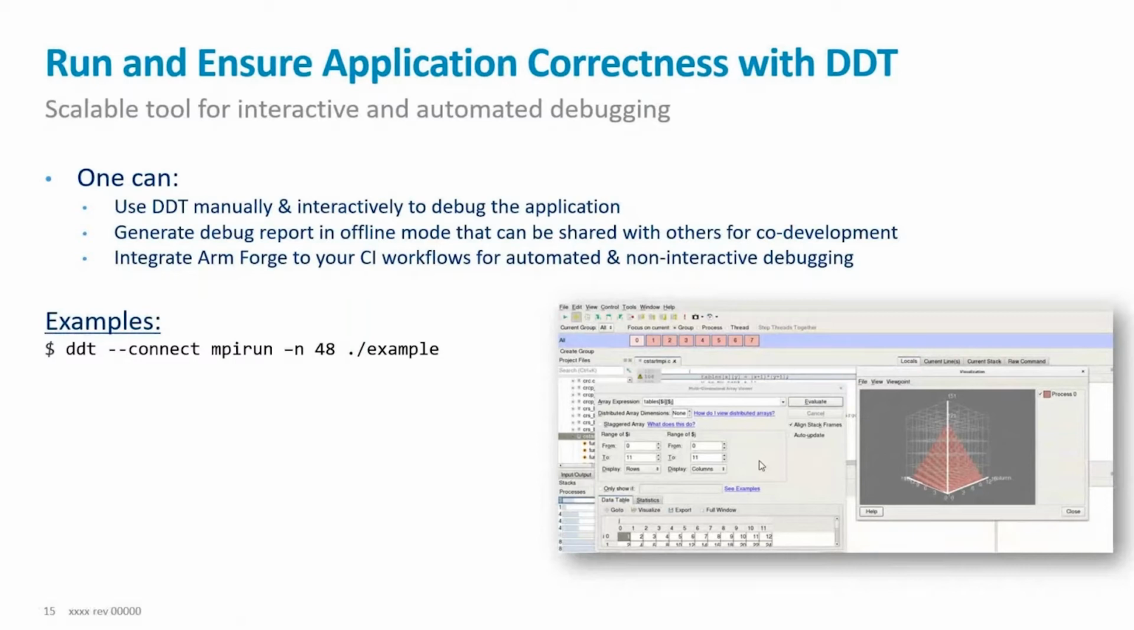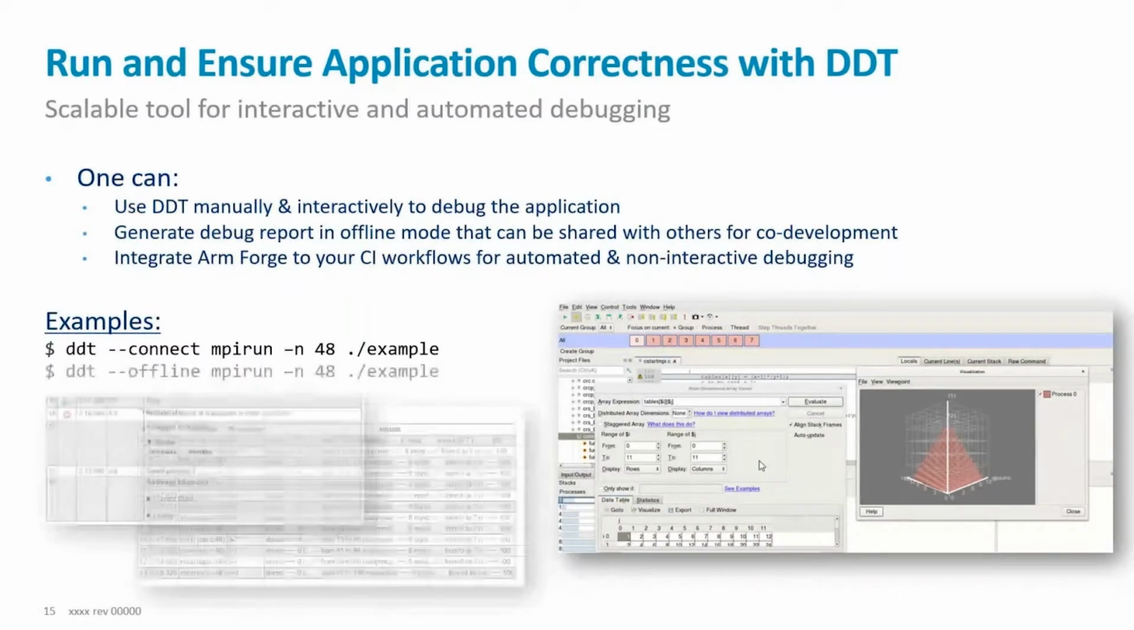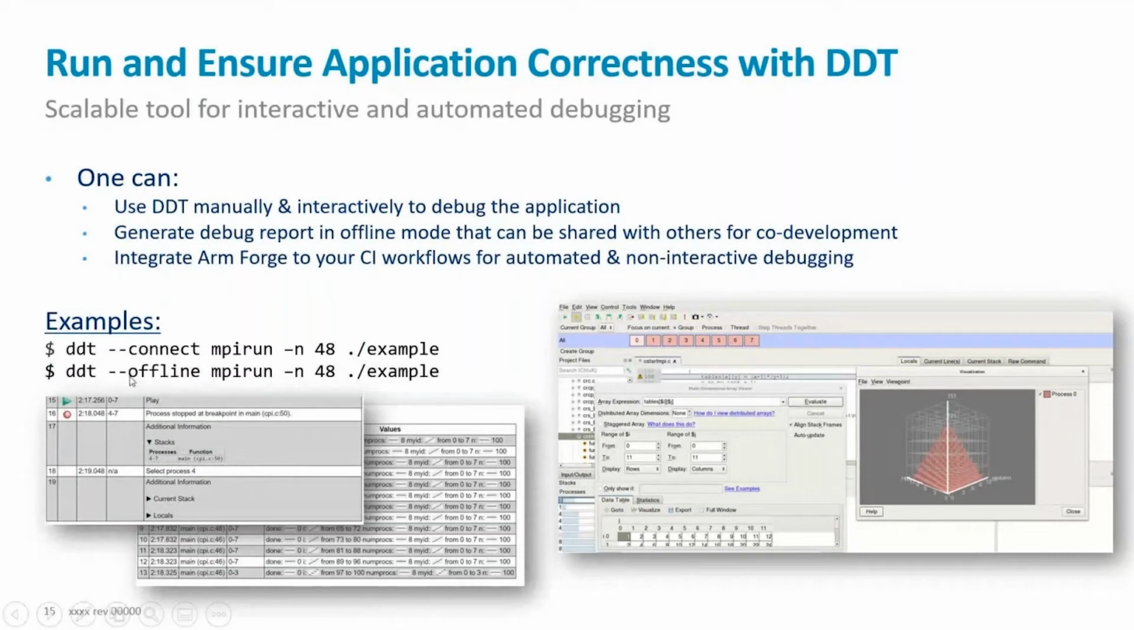For the offline mode, we just prepend the same thing with --offline, and this will generate a report that can either be a text file or an HTML file, and all the information that I was talking about that can appear in the GUI can also come out in a textual manner in the HTML file. So you have information about messages, output, if you have put any trace points or breakpoints. So all that information is available in the HTML report.